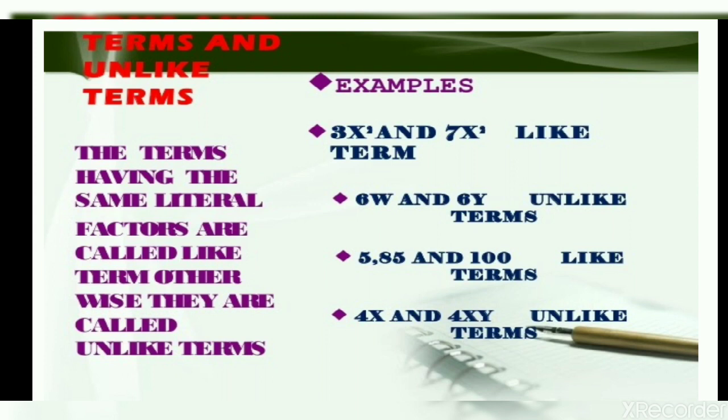Now here the terms, unlike and like. The terms having the same variable factors are called like terms, otherwise they are called unlike terms. So 3x and 7x is an example of like terms. 6w and 6y are unlike terms. Similarly, 4x and 4xy is also an example of unlike terms.